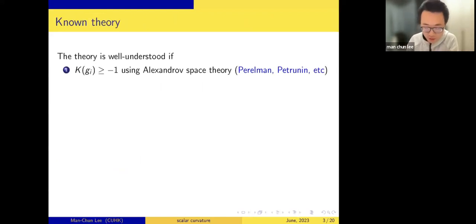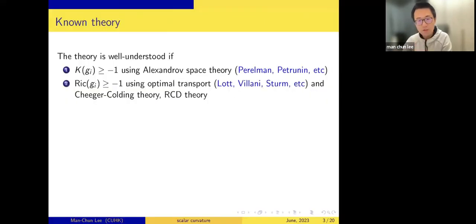And then, of course, if you strengthen the curvature a lot, like if you talk about the sectional curvature, then all the theory is understood using the Alexandrov space theory. By understood, I mean you can talk about the convergence, you can talk about what topology you are taking the limit in, you can make sense of the limit, which is a metric space. You can also make sense of the curvature lower bound on the limiting metric space. So everything is well understood using the Alexandrov space theory for sectional curvature.